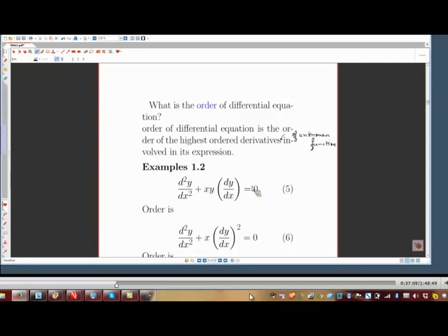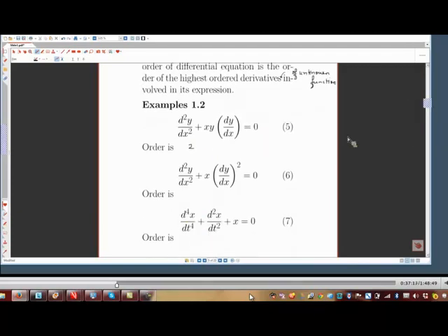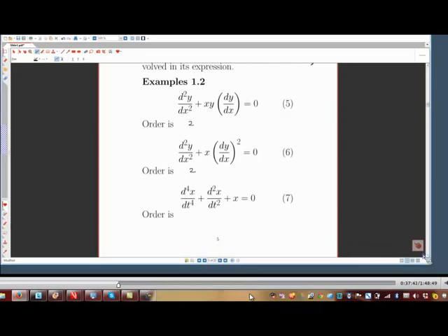There you go, guys. Order is 2. Very good. What about the order of this differential equation, the sixth one? This is also 2. Okay. How about this one, the last one? Four, you say? Okay, I'll take your word. 4.